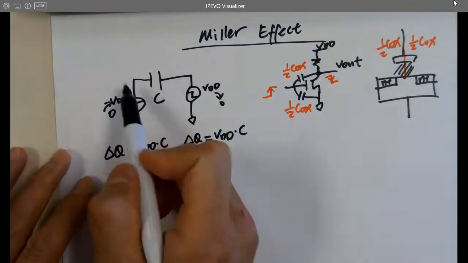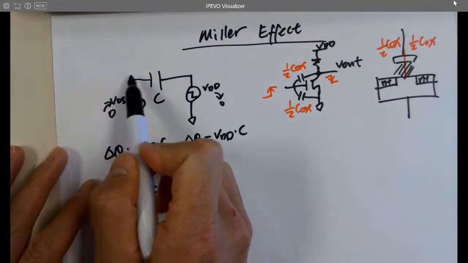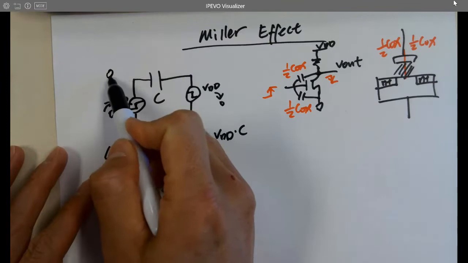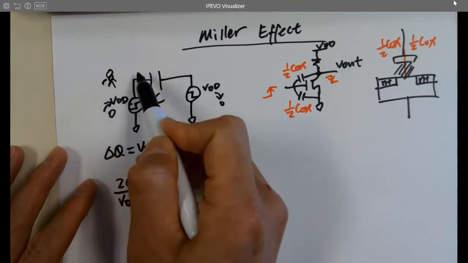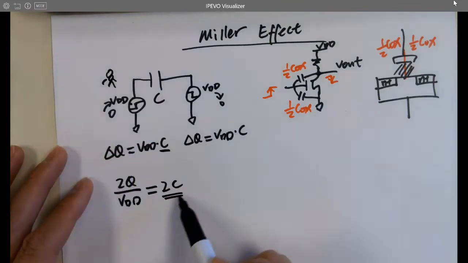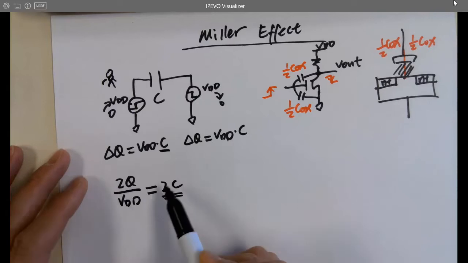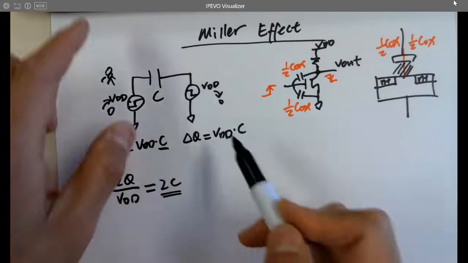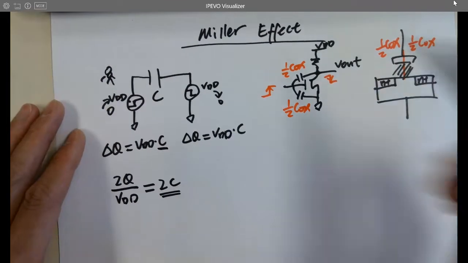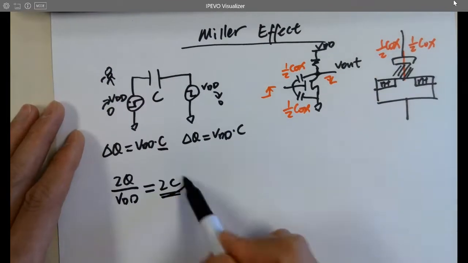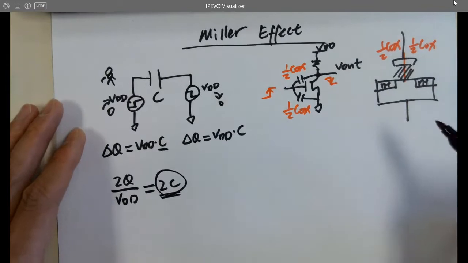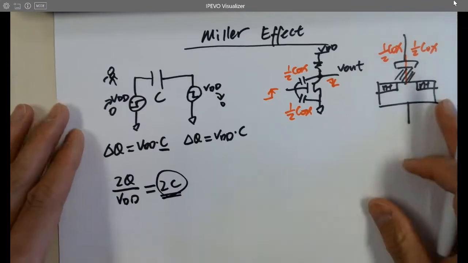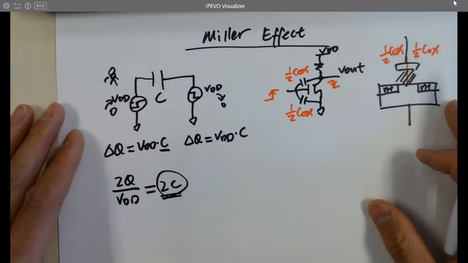If you look into it from each side, it's going to be 2C instead of 1C because of the Miller effect, which is that you charge and discharge at the same time on the two sides of the capacitor. It gives you effectively 2C instead of 1C. I know I couldn't visualize it, but that's what happens.